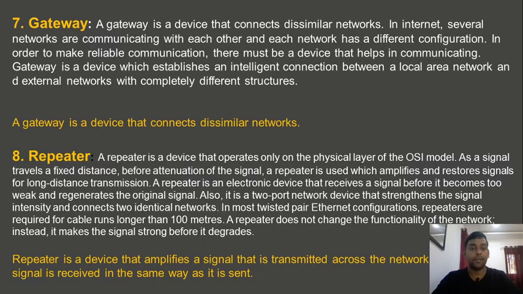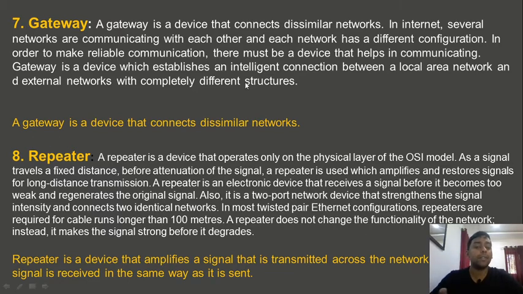Next one, gateway. A gateway is a device that connects dissimilar networks following different protocols. In the internet, several networks are communicating with each other, and each has a different configuration. In order to make reliable communication, there must be a device that helps in communicating. A gateway establishes an intelligent connection between a local area network and external networks of completely different structures. Dissimilar networks means networks following different protocols, but bridge connects networks following the same protocol. That's the difference.